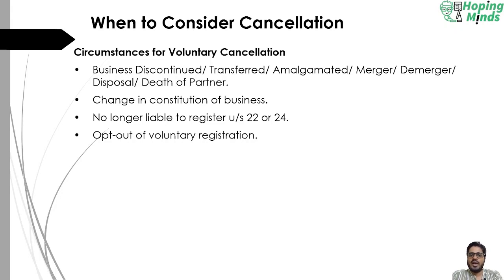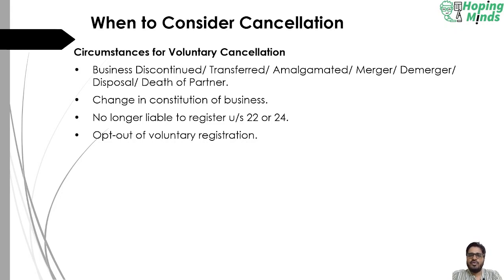Then, no longer liable to register under section 22 or section 24. So if in my previous year the turnover hasn't exceeded the threshold limit, I can opt out of the registration and apply for cancellation. Similarly, if previously I was dealing in both taxable and exempt goods, but now I am dealing only in exempted goods for which registration is not mandatory, then I can opt to surrender my registration.